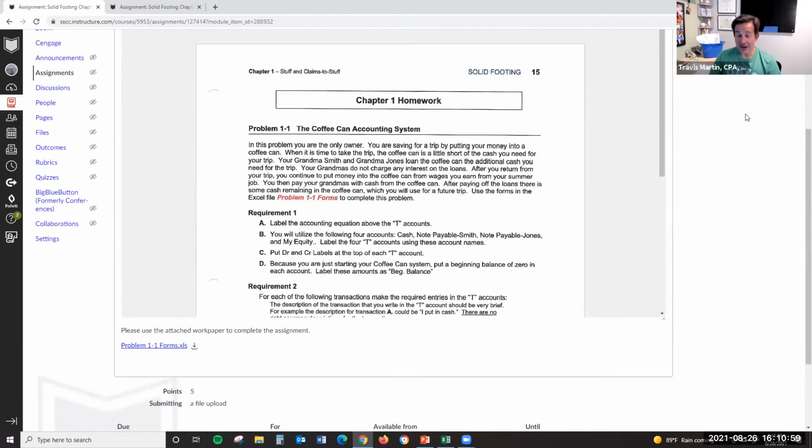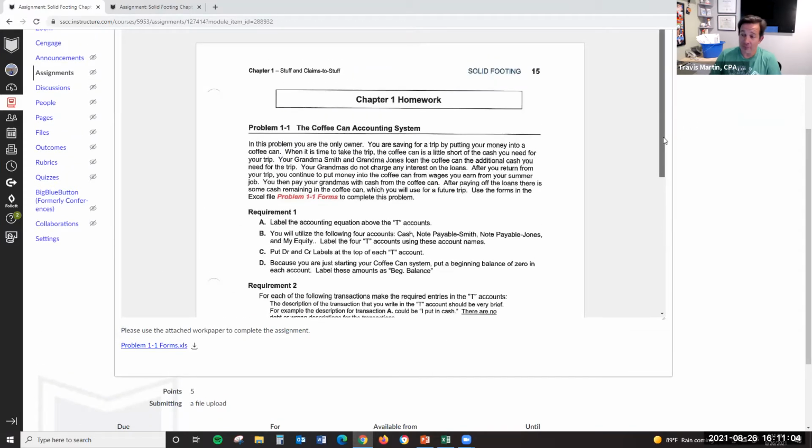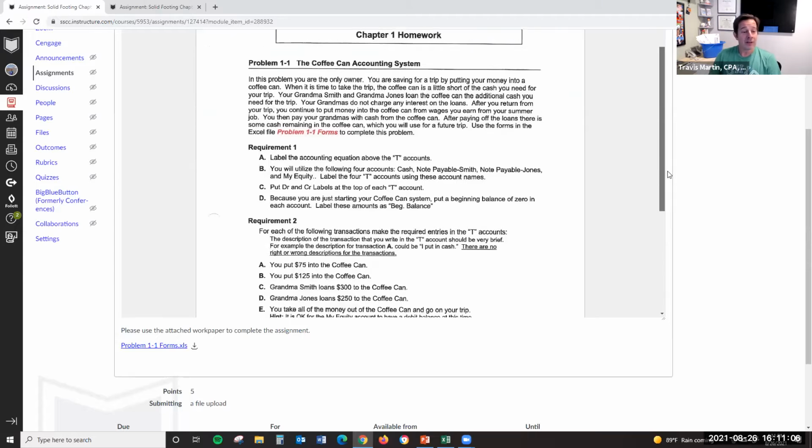We have a coffee can accounting system, so we've been downgraded from a bucket to a coffee can because apparently we don't have enough money to fill up a bucket. But read your instructions. Every time you do Solid Footing, please read your instructions because it tells you what accounts to put in and how to set them up. So you can read the narrative, label your accounting equation, label your accounts, debit and credit, plus and minus, put all that stuff in if you want.